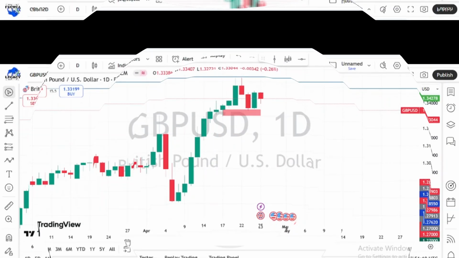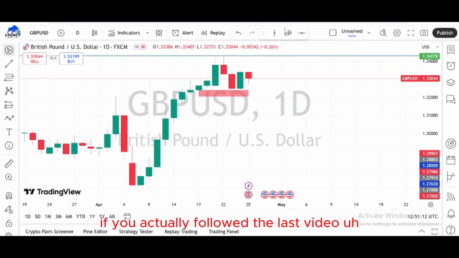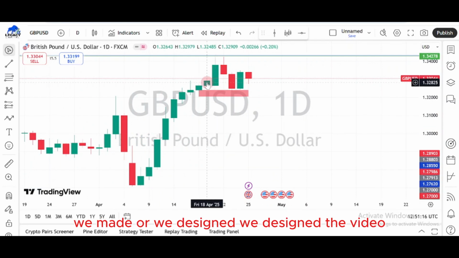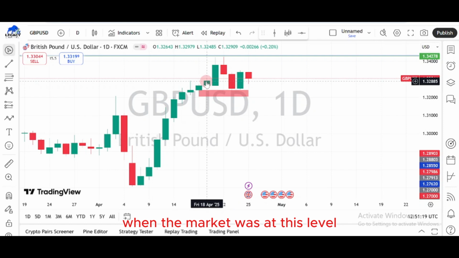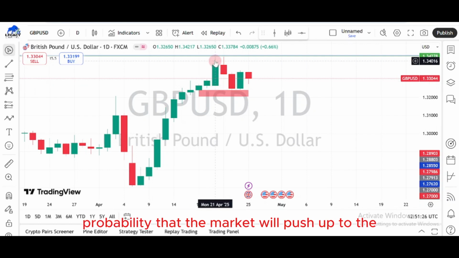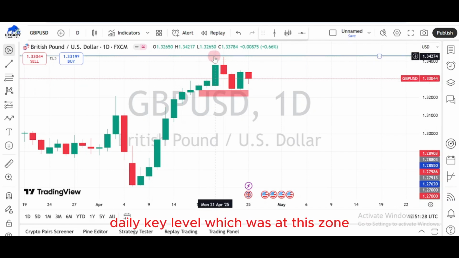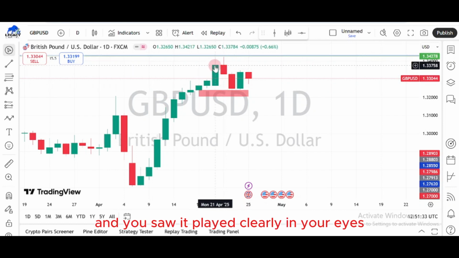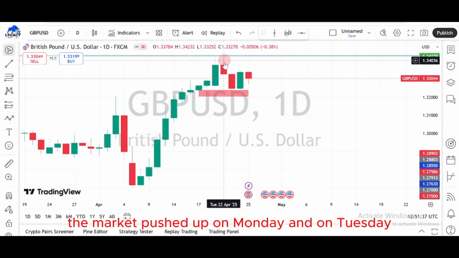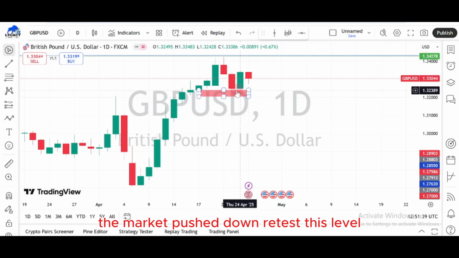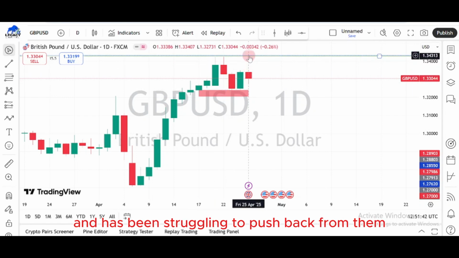On to GBP USD. If you recall very well, if you followed the last video we made, we designed the video when the market was at this level, and what was our prediction? We predicted that at market opening there is a high probability that the market will push up to the daily key level, which was at this zone, then retrace back from there, and you saw it play out clearly. The market pushed up on Monday, and on Tuesday the market pushed down to retest this level and has been struggling to push back from there.